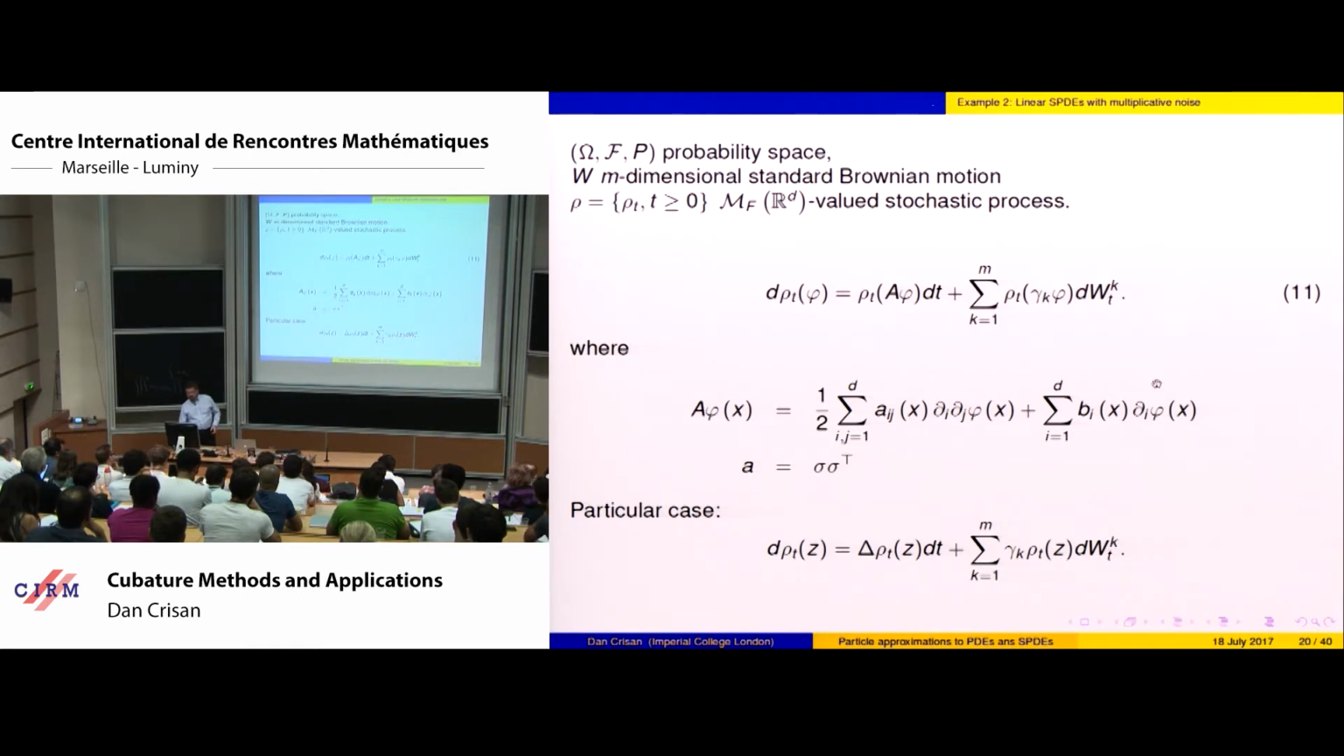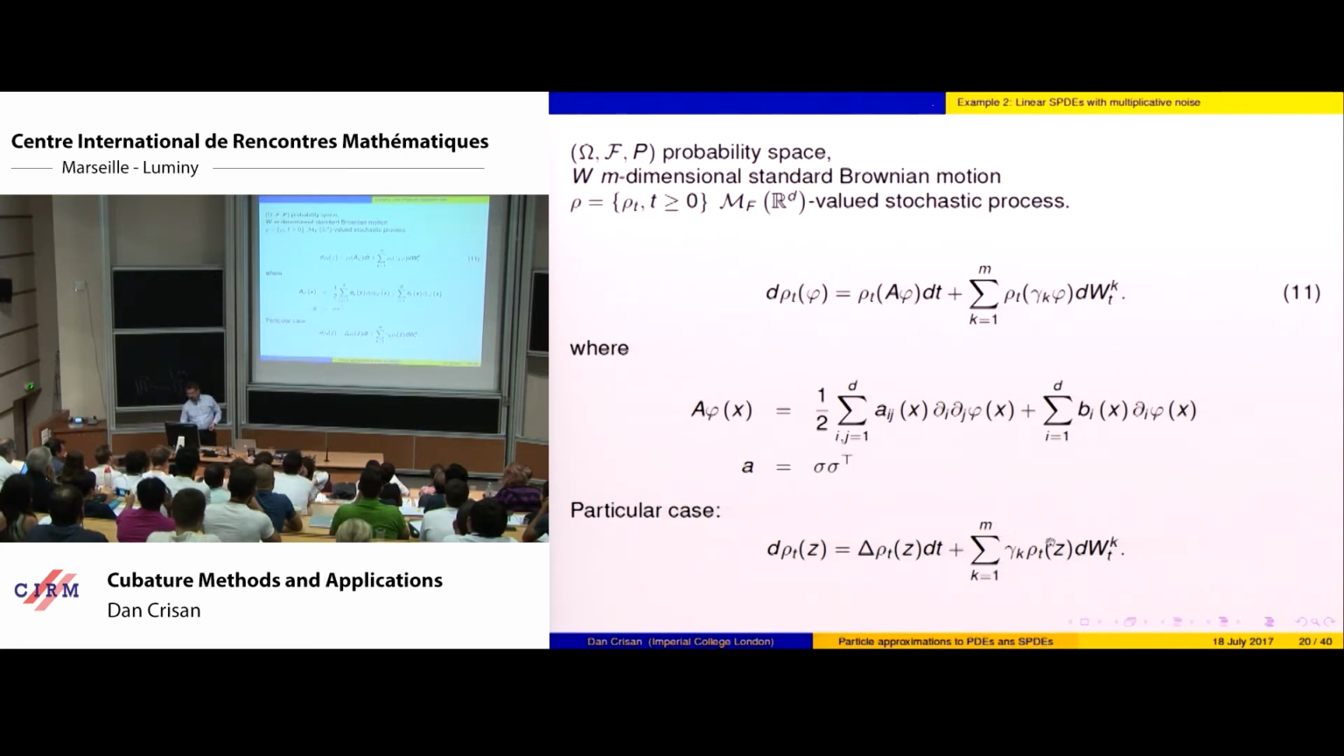So the equation that you solve in this case is written here in weak form, but if you want the strong form of this equation, a particular case, again similar to what I told you before, you have a drift term which you can take to be just the Laplacian, and then you have a stochastic term which is a sum of integrals with respect to a Brownian motion. This isn't the Brownian motion that appears in my cubature measure. This is another Brownian motion, independent of the first one.